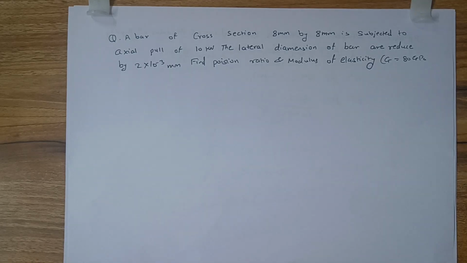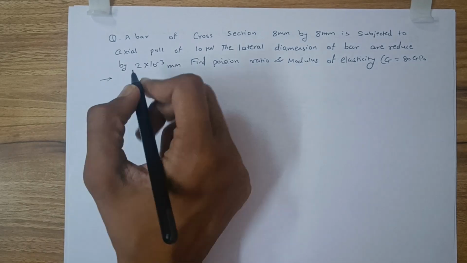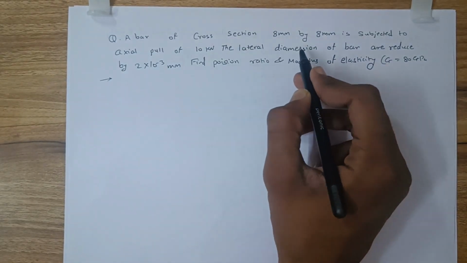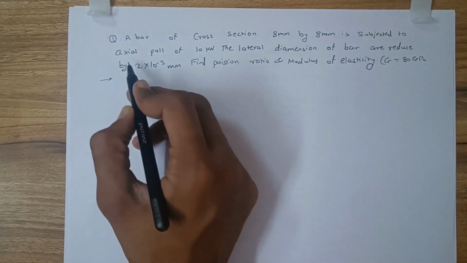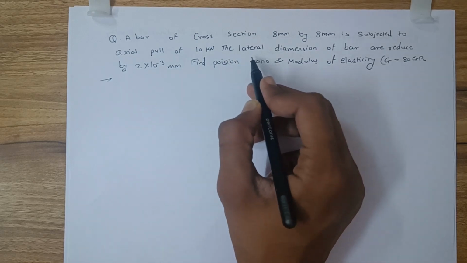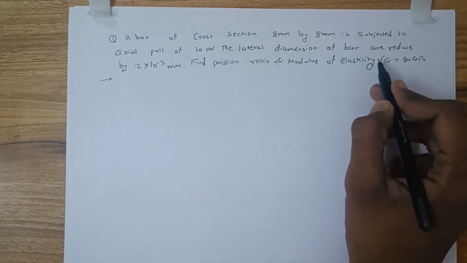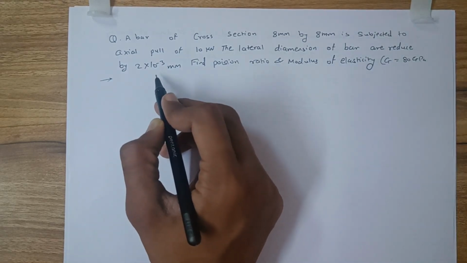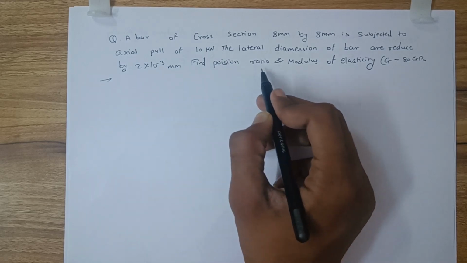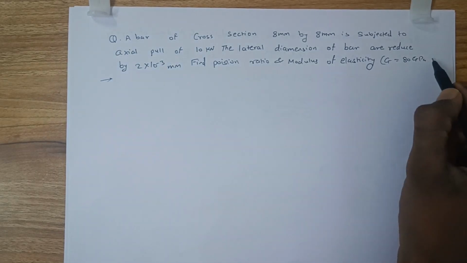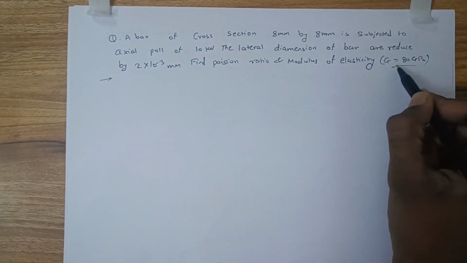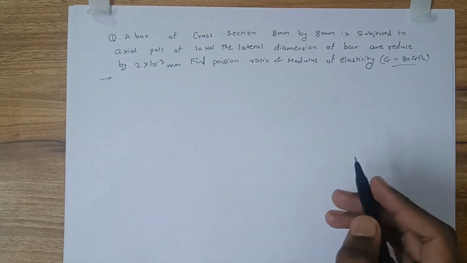This is the last question on the relation between Young's modulus, bulk modulus, and modulus of rigidity. Let's see what this question is saying. A bar of cross section 8 mm by 8 mm is subjected to an axial pull of 10 kN. The lateral dimension of the bar is reduced by 2 into 10 raised to minus 3 mm. Find the Poisson ratio and modulus of elasticity. The modulus of rigidity is given, which is 80 gigapascal.